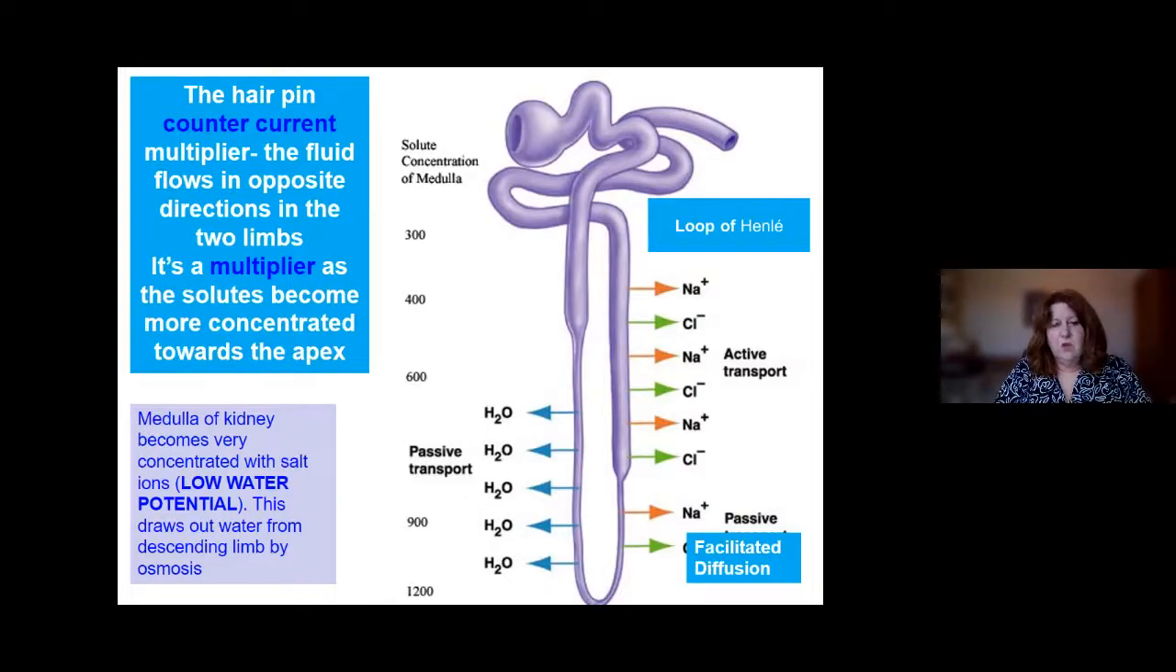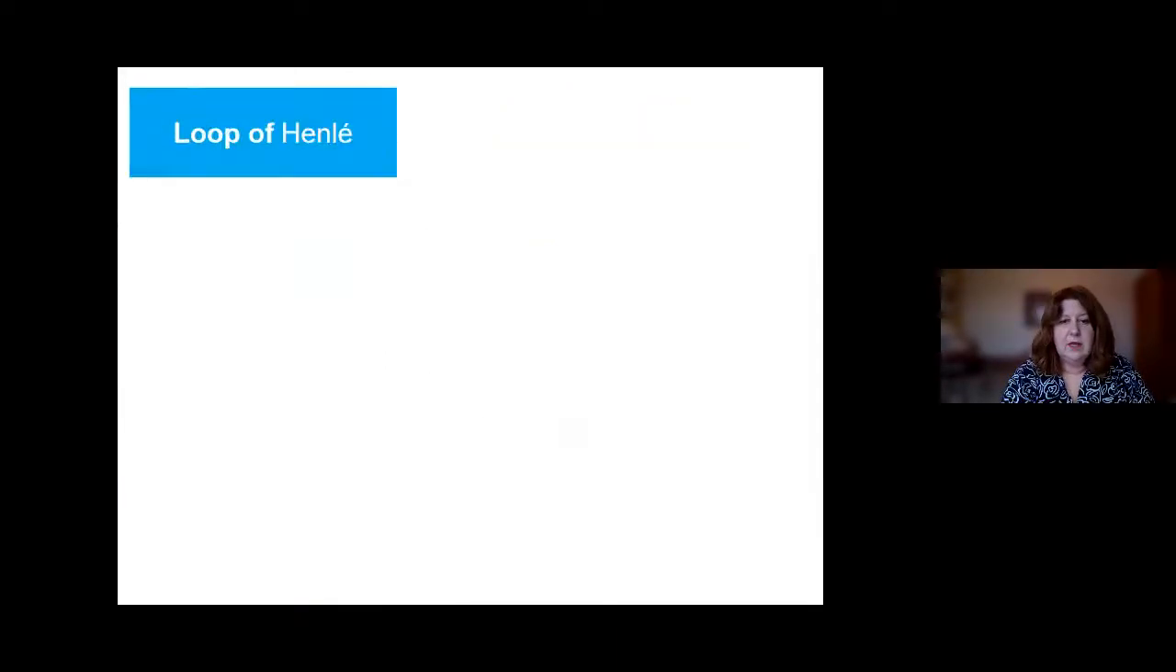So there is a very low water potential there. And the longer the loop of Henle, the more concentrated and the lower this water potential can be. You can see some figures on the side as you track down that descending limb. And you will find in desert animals that they have very, very long loops of Henle to concentrate water, as we'll come on to in a little bit.